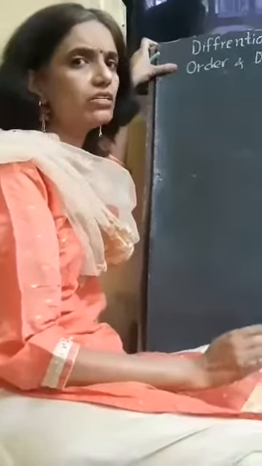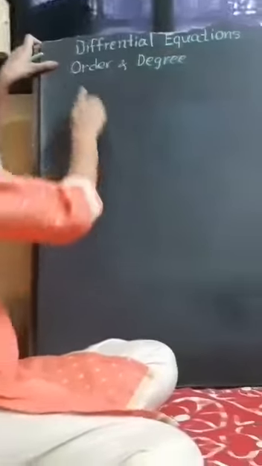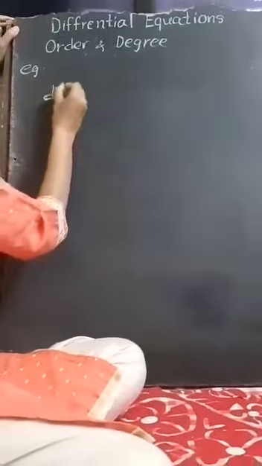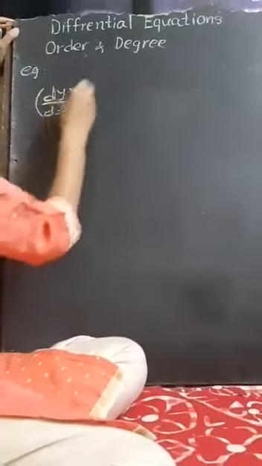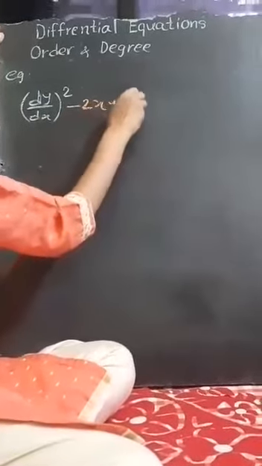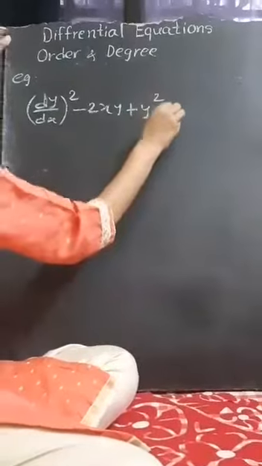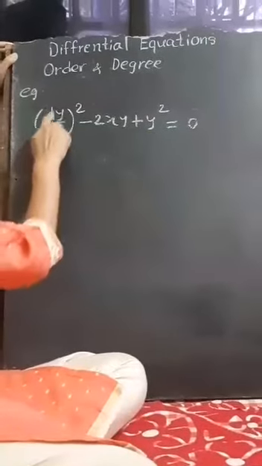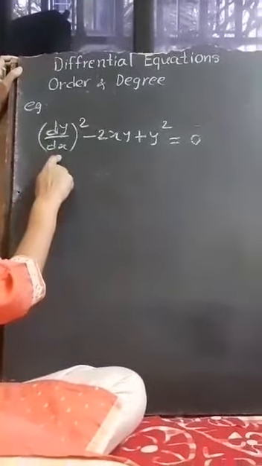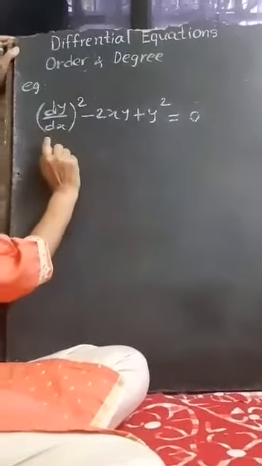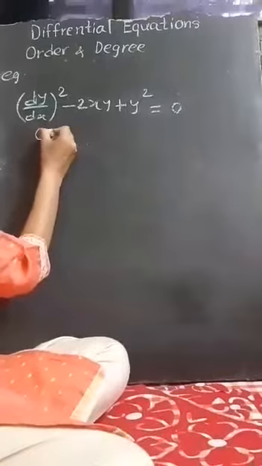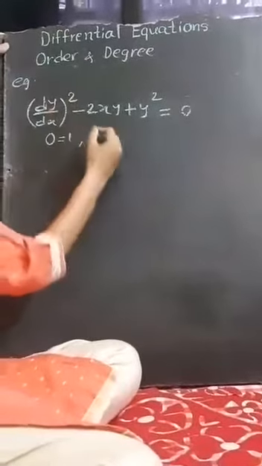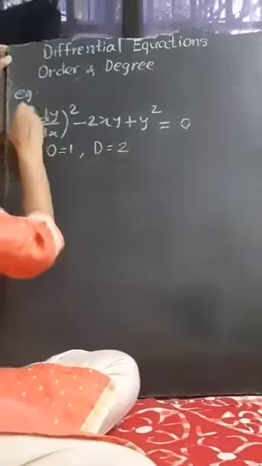We will initially start with very simple sums of order and degree. The question is: find the order and degree of the differential equation. I am writing a simple sum initially. Suppose this is my differential equation, then only one derivative is present, that is dy/dx. As I have explained, what is the order of that? It is a first order derivative. So the order of this differential equation is 1, and its power we have to see. What is the power of that? It is 2. So the degree of the differential equation is 2.